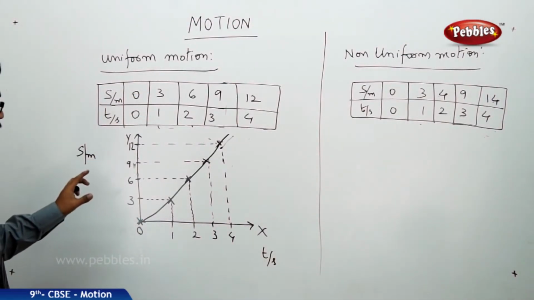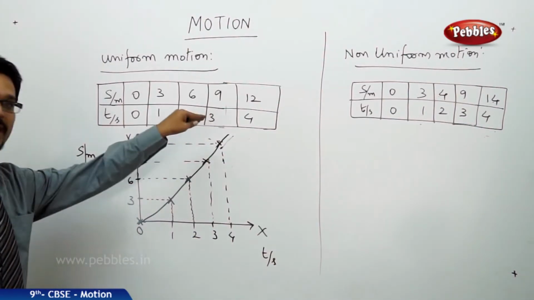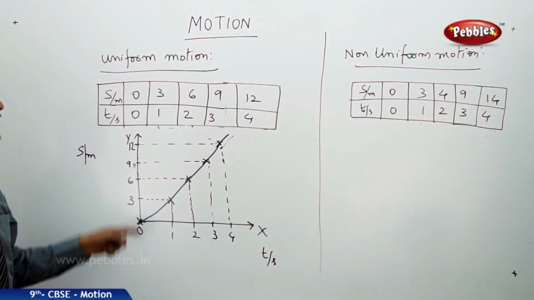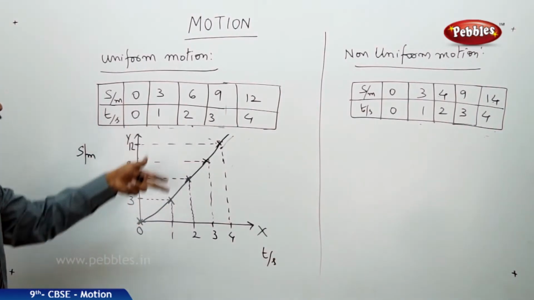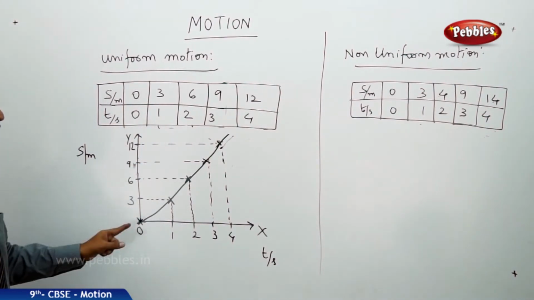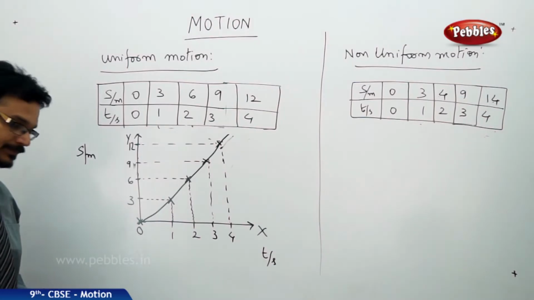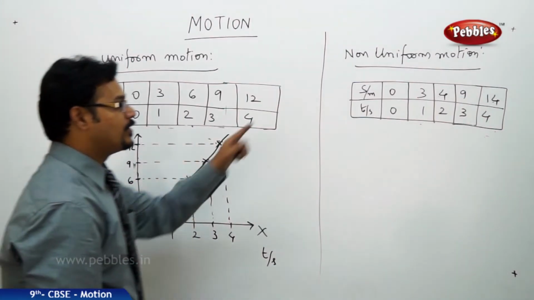Whenever you see the distance-time graph as a straight line, without any doubt you can say it is uniform motion, and the speed is, as we calculated earlier, 3 meters per second. So this type of graph represents uniform motion: a straight line passing through the origin. Now non-uniform motion.